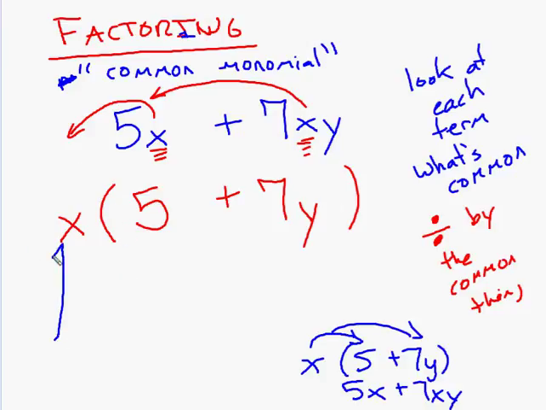This thing that's on the outside is called the greatest common factor. Okay, sometimes you're just asked what is the greatest common factor, and then you just write x. But if you're asked to actually factor, then you write this whole thing.